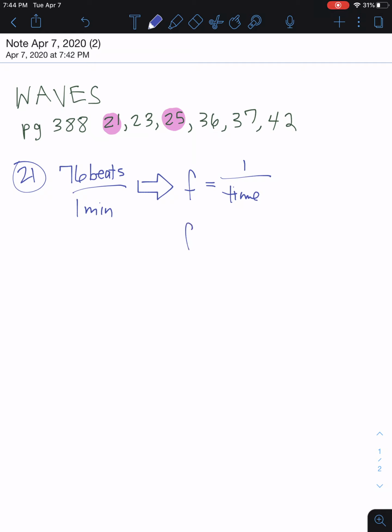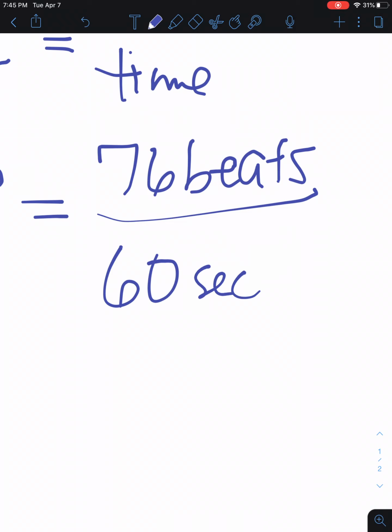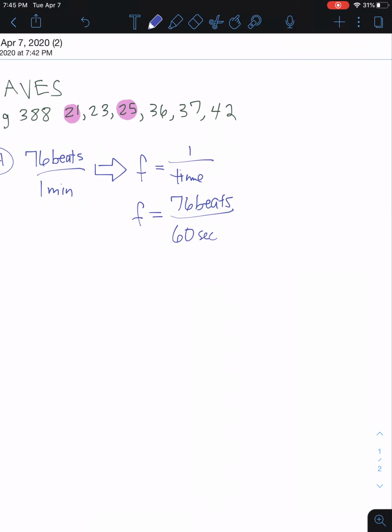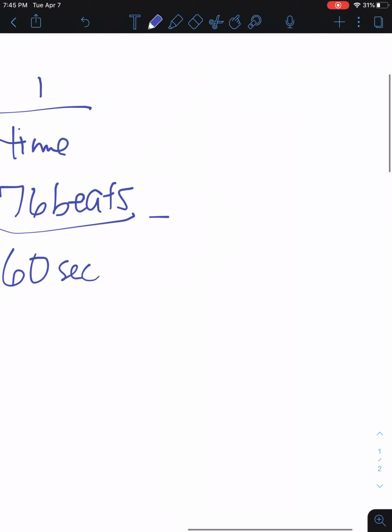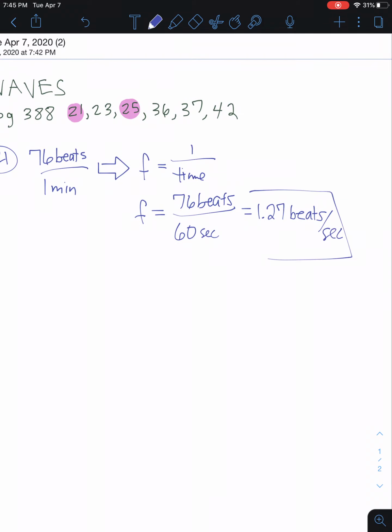And so frequency is going to be 76 beats, not per second, but per 60 seconds. So in the calculator, 76 divided by 60, 1.27. So 1.27 beats per second is our frequency.